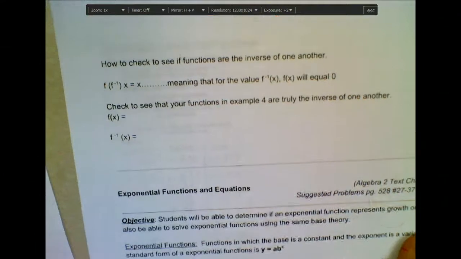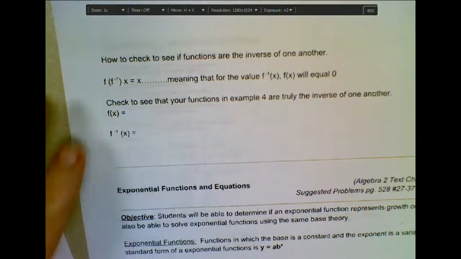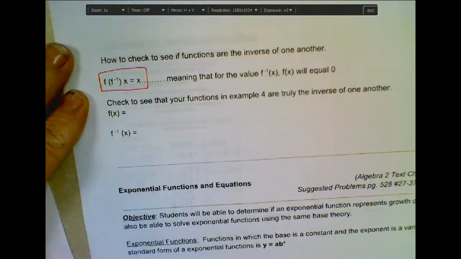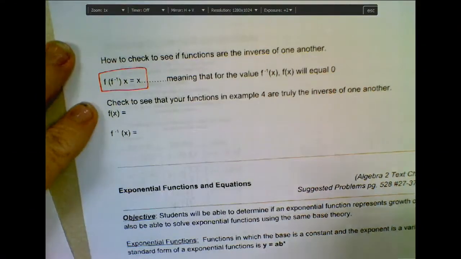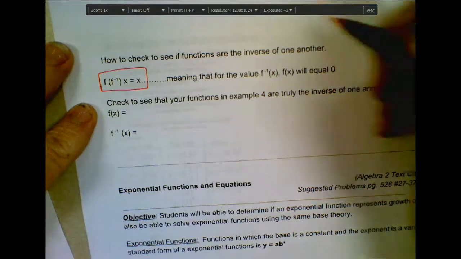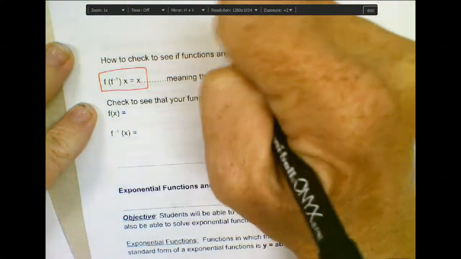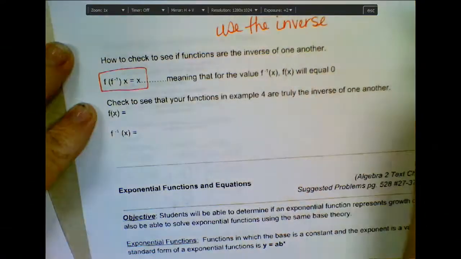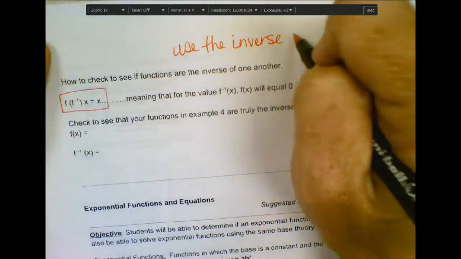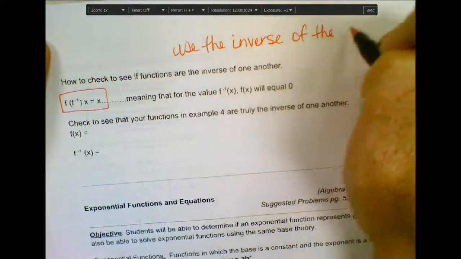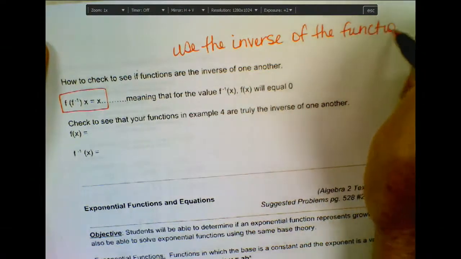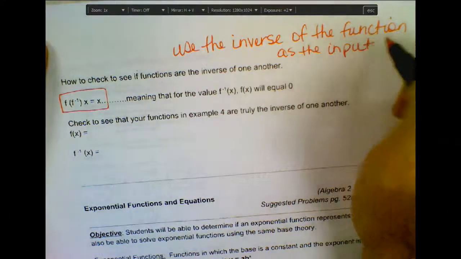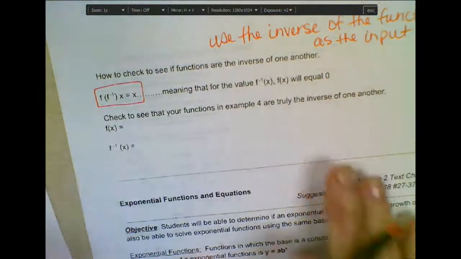So how do we check to see if they are in fact inverses of one another? This is our function. If I use the inverse of a function as the input for the function, my resulting answer should just be x. The inverses should cancel one another out. So you're using the inverse of the function as the input of the function. Okay? So in this case, let's use our example number 4.